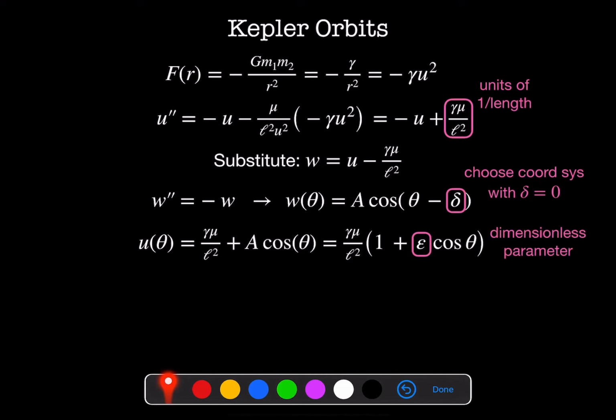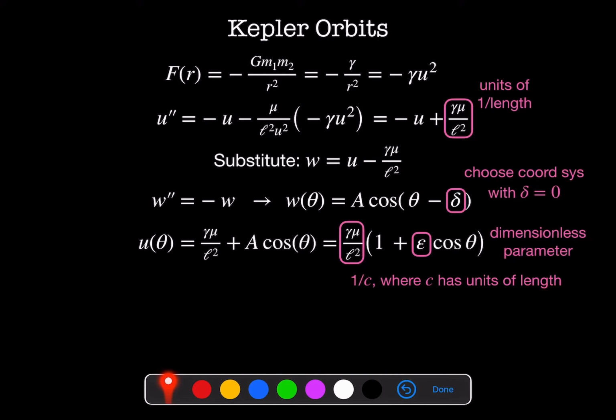It turns out that since A has units of 1 over length, because W has to have units of 1 over length, and this gamma mu over L squared term has units of 1 over length, epsilon here is a dimensionless parameter that describes the motion of this particular system. And this term here, I'm going to replace with 1 over C, where C now has units of length.